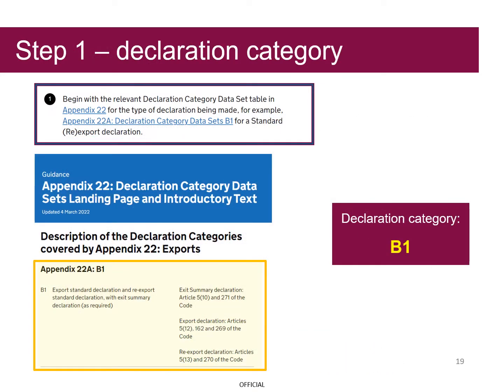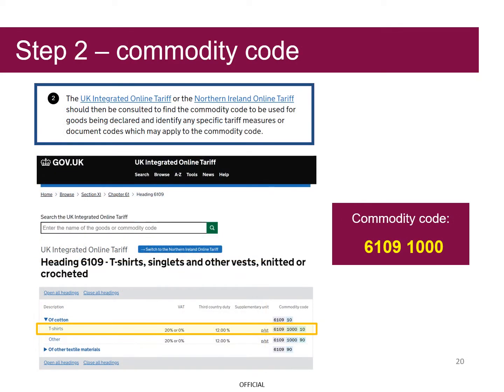Step 1 was about identifying Grayson's declaration category. He continues to review Appendix 22A, which relates to declaration category B1. Step 2 was about finding the specific commodity code for Grayson's declaration, which he has to revisit in later steps to check whether any other information is needed, for example in relation to additional information or document codes.